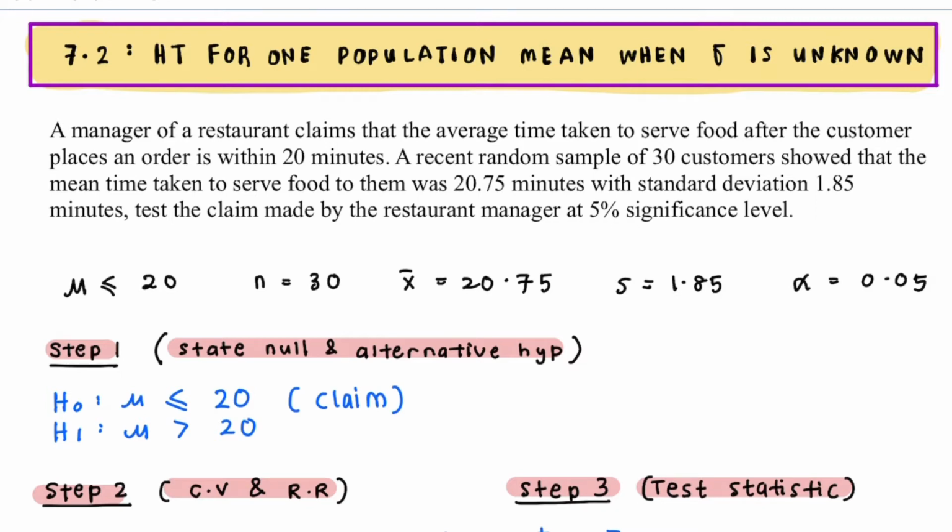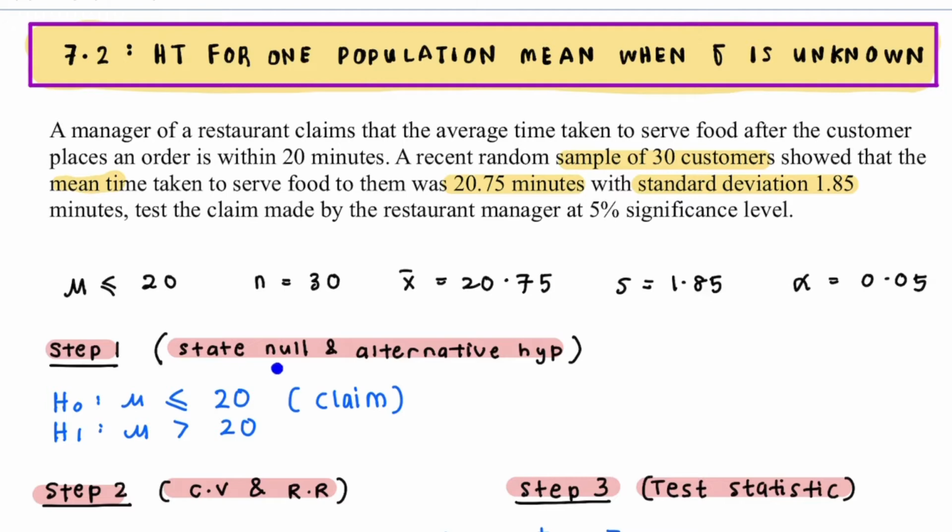Okay, so the information given is you have a sample of 30 and the mean from the sample is 20.75 with the standard deviation 1.85. So this standard deviation is referring to the sample of 30. So the given value here is s, which is 1.85, the sample standard deviation. Then you have a 5% significance level. This is your alpha value. So if you have a sample standard deviation, then you use the t-test.